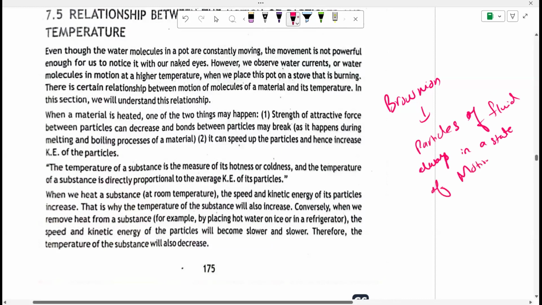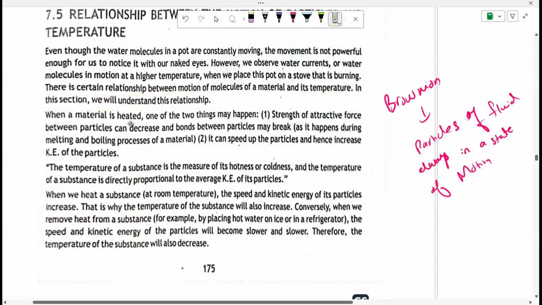ठीक है, वही बात डिस्कस करें कि the molecules of water or air we cannot view with the naked eye, but we know with the help of Brownian motion that there is a constant motion of particles across it. However, we observe the water molecules in motion at a higher temperature, when we place this on a hot furnace, जब हमें वो boiling feel होती है, we could see the particles moving, right? Actually, there is a certain relationship between motion of the particle and its temperature. In this section, we will understand this relation.